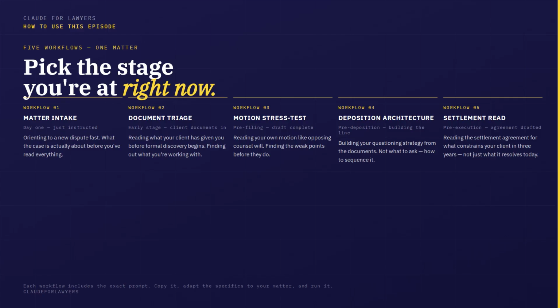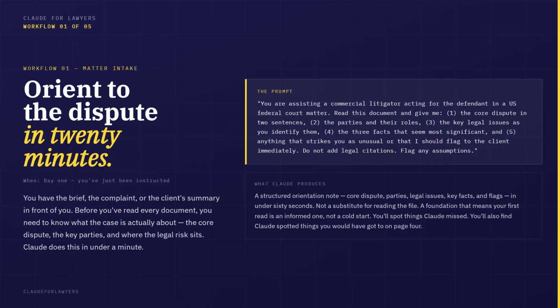Workflow 4 is deposition architecture. You're building your questioning strategy. Workflow 5 is the settlement read. The agreement is drafted and your client wants to sign. If you're at a specific stage right now, go straight to that workflow. If you're watching to understand the full system, watch straight through. Each workflow includes the exact prompt to use and an explanation of what Claude produces and what you do with it. No assumptions. Workflow 1, matter intake.